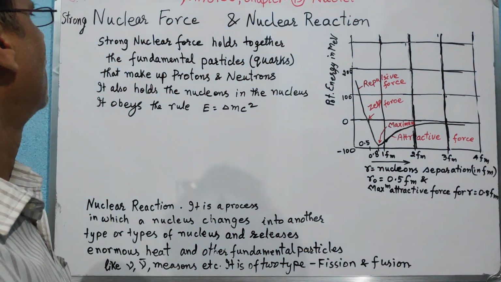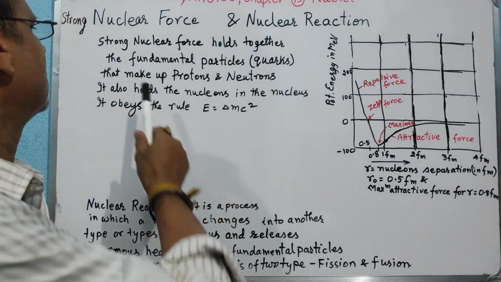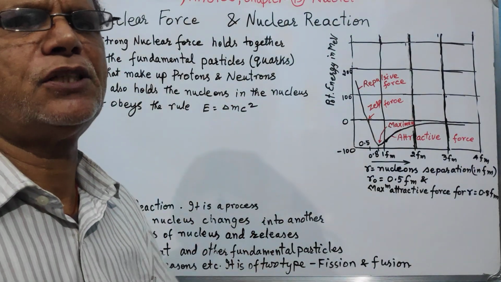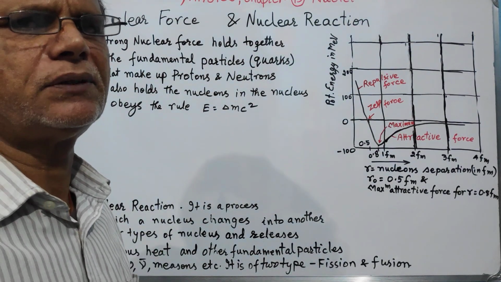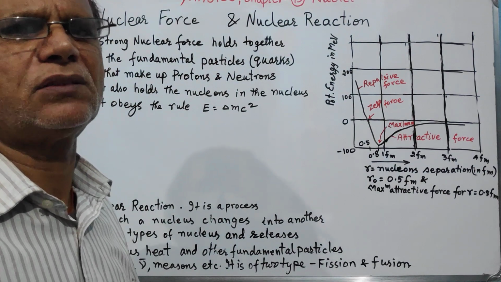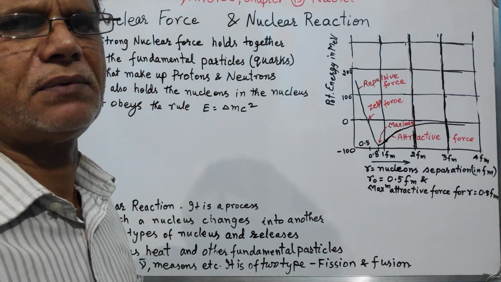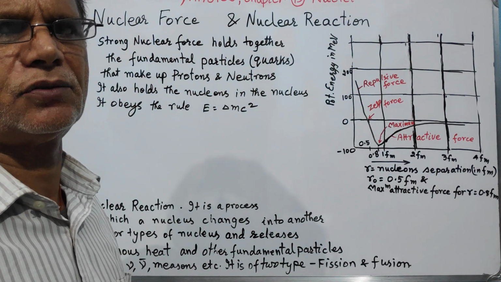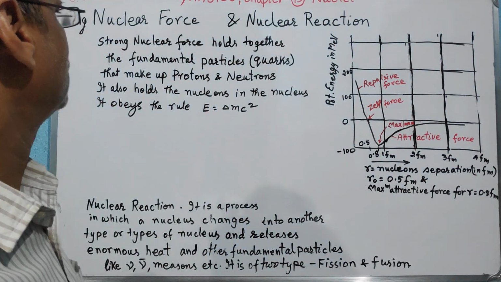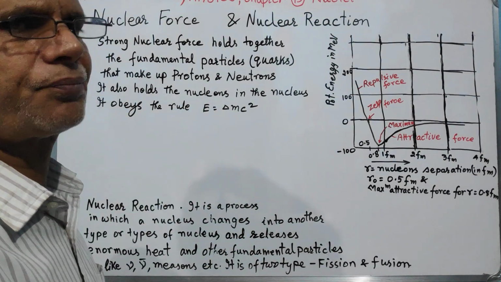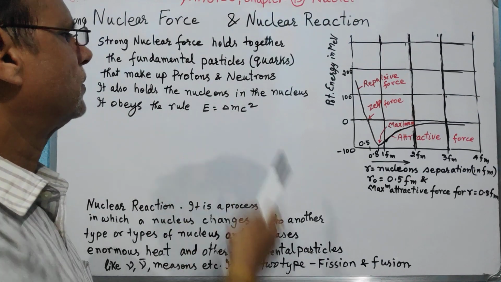And the strong nuclear force is responsible for holding the fundamental particles, quarks, that make up protons and neutrons. You see, protons and neutrons are made up of quarks, up quarks and down quarks. Without going into greater detail about how quarks form protons and neutrons, we will take that these are the fundamental particles which, when brought together, form a proton or a neutron. This strong nuclear force is responsible for holding the quarks, and also it holds the nucleons in the nucleus.